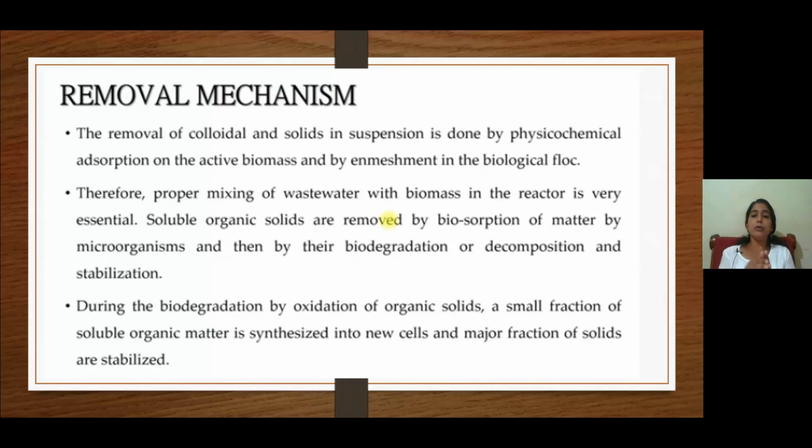Soluble organic matter is removed by biosorption by the microorganisms, and then by their biodegradation or decomposition and stabilization. What is stabilization? It is a pure oxidation process. During biodegradation, by oxidation of organic solids, a small fraction of soluble organic matter is synthesized into new cells, and the major fraction is stabilized, that is oxidized.